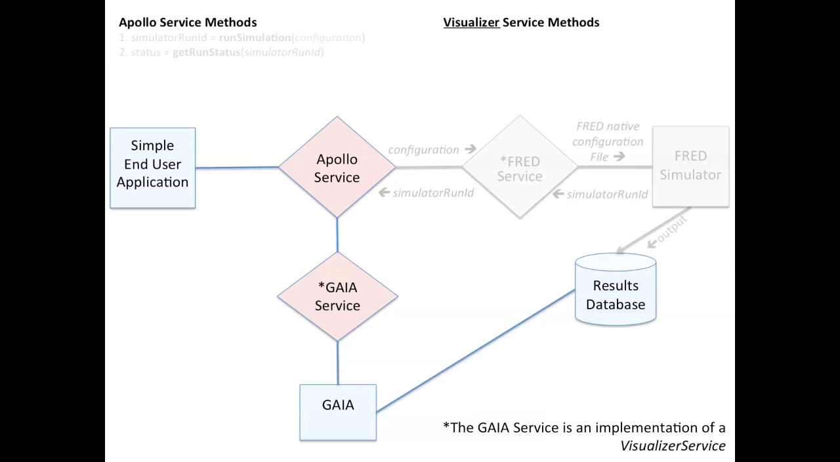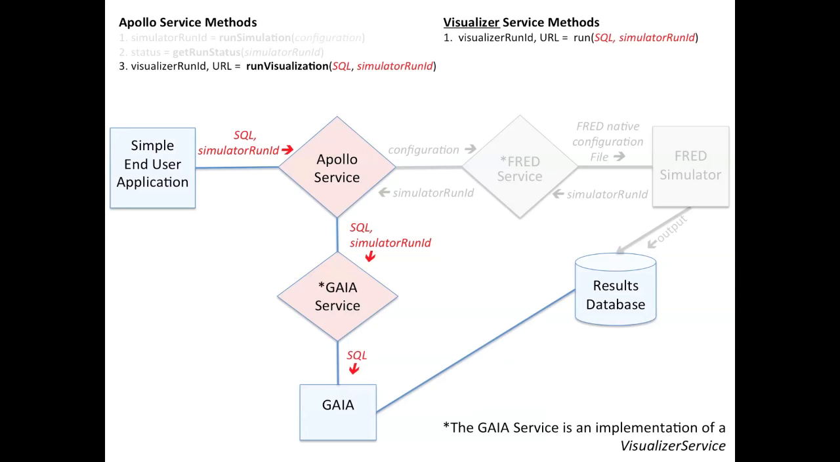At present, the Apollo Web Services supports result retrieval using visualization services. Here, we use as an example a visualization service for the Gaia visualizer. Gaia is a program that takes as input the results of a simulation in text file form and outputs maps and movies of maps. When using a visualization service, an end-user application invokes the run visualization method with an SQL query and a simulator run ID.